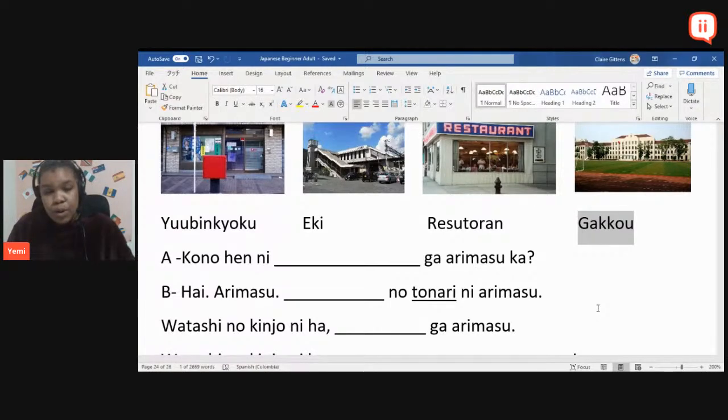What about you? Okay, anata wa dou desu ka? Anata no kinjo ni wa nani ga arimasu ka? What's in your neighborhood? What is there? Please write if you can. Okay, watashi no kinjo ni wa tututu ga arimasu.